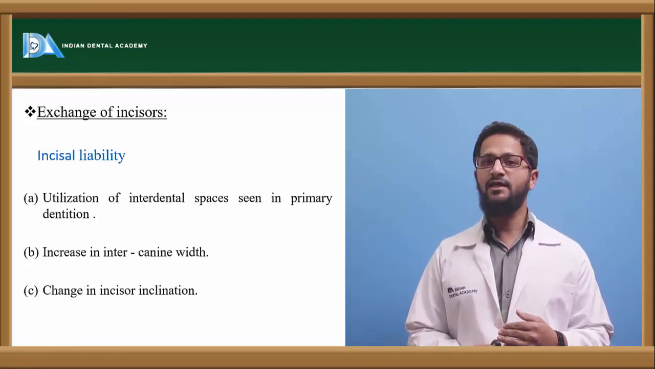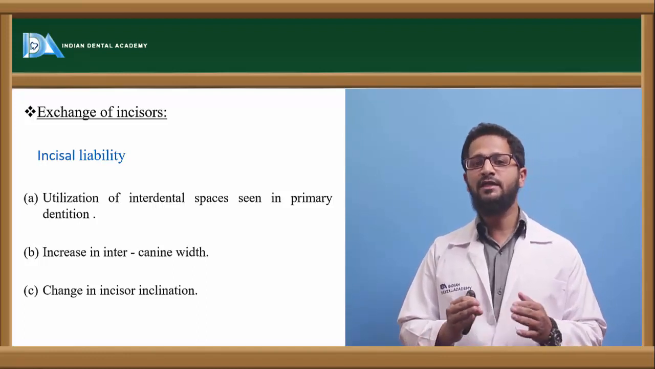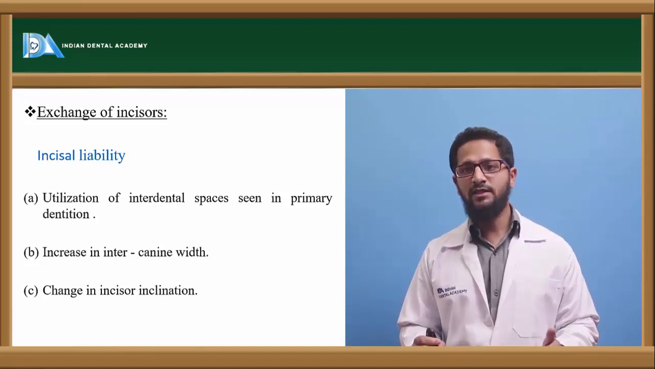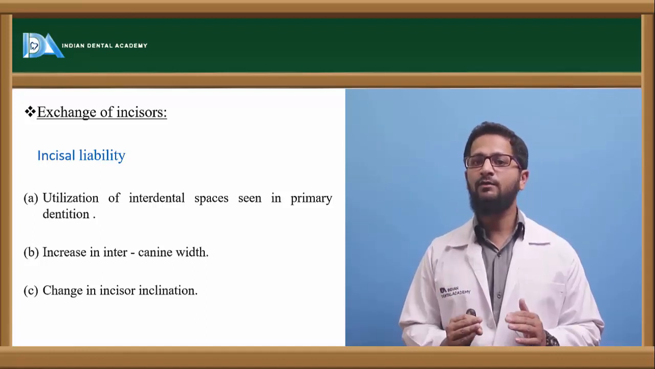Second, it is increase in intercanine width. During the exchange of deciduous teeth with that of the permanent teeth, automatically there is increase in the intercanine width. This increase in intercanine width also helps in proper eruption and alignment of the permanent teeth.